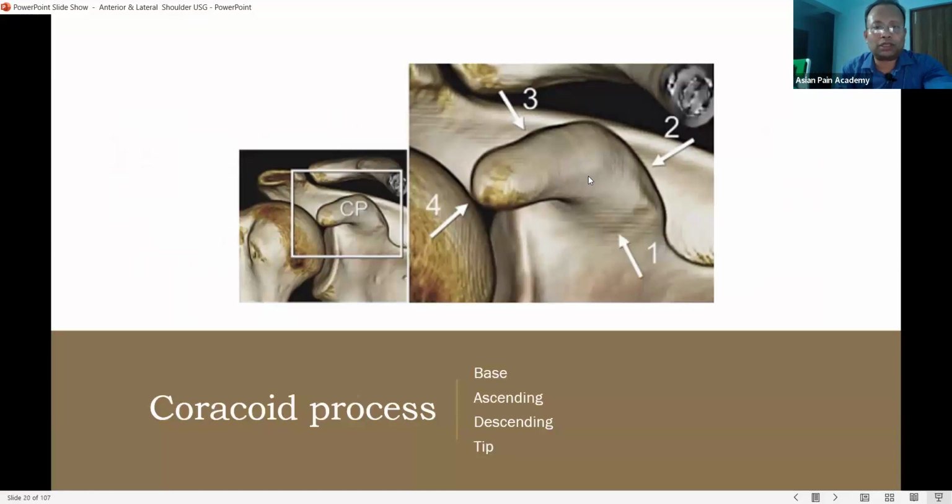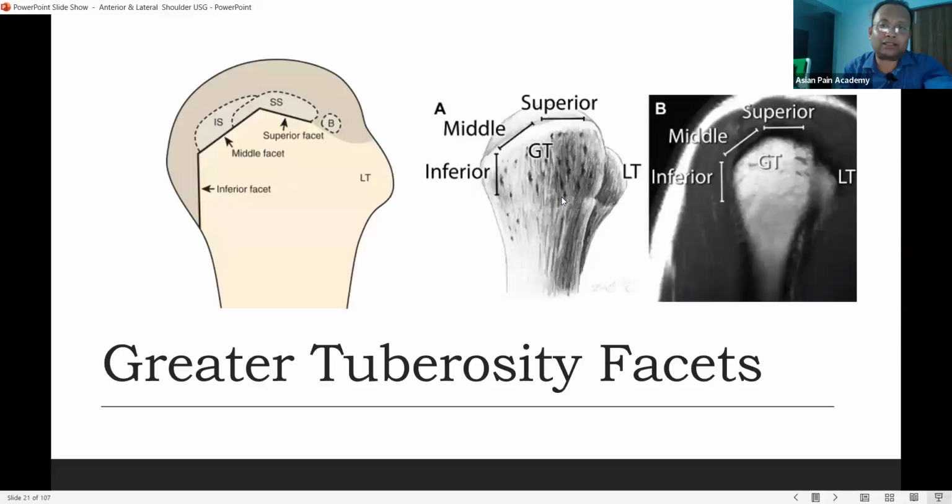Another important part is the coracoid process. The coracoid process also has a few parts. There is the base part, then the ascending part, descending part, and tip part. So from here also we can understand which tendon is coming where. At the tip part only it is the short head of biceps, whereas in the descending part it will be the coracobrachialis.